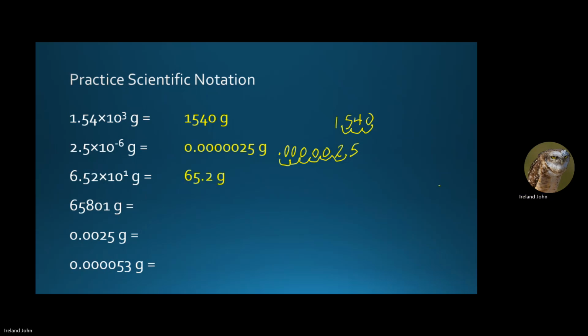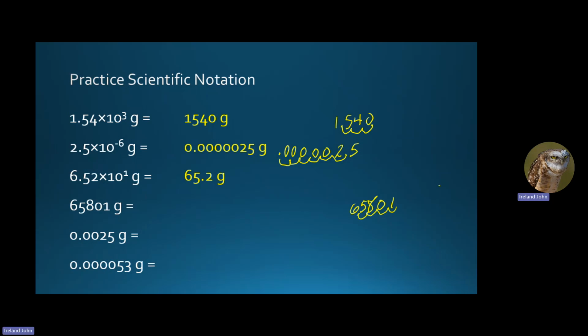65.2. Now we got to do the other thing. We got to convert this into scientific notation. So that's always going to take, okay, I have 65,801. I want to convert that into scientific notation, so I need to have the decimal point right there, right? That's where I need it to be. So that means I'm going to take it and I'm going to move it 1, 2, 3, 4.